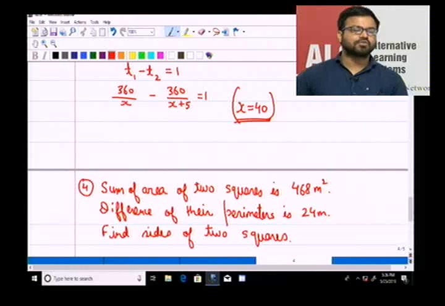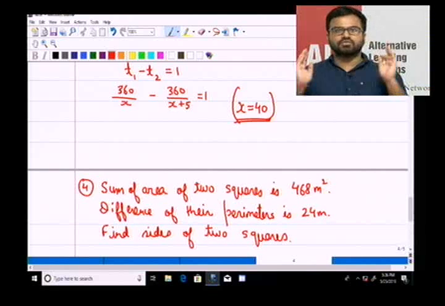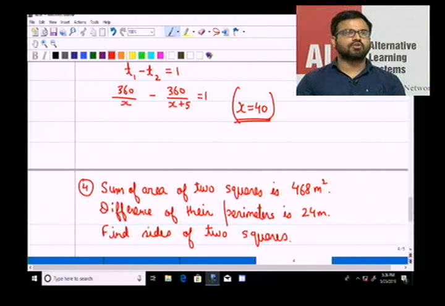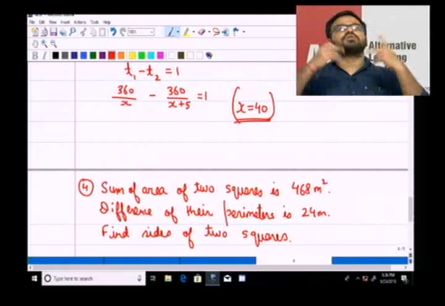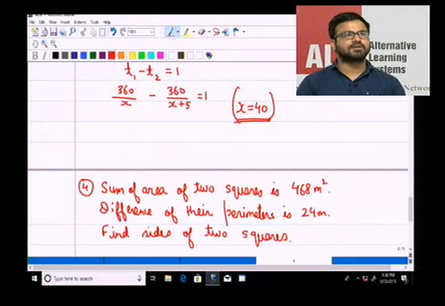The sum of the areas of two squares is 468. There are two squares. Area of a square, I hope all of you know, is side squared. The difference of their perimeters is 24. Perimeter of a square is 4 into side. You can take the side of the first square as x. For the second square take side as y. There will be two equations, and then by substituting, convert it into a single equation.